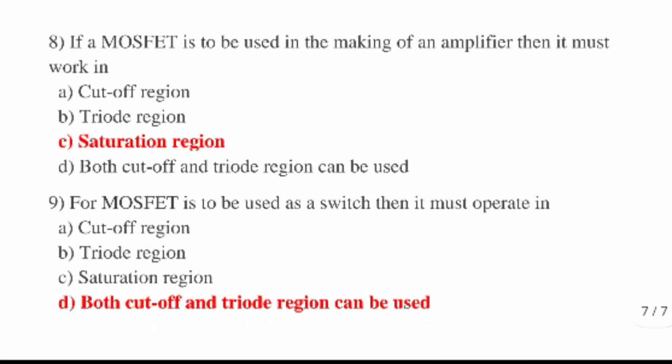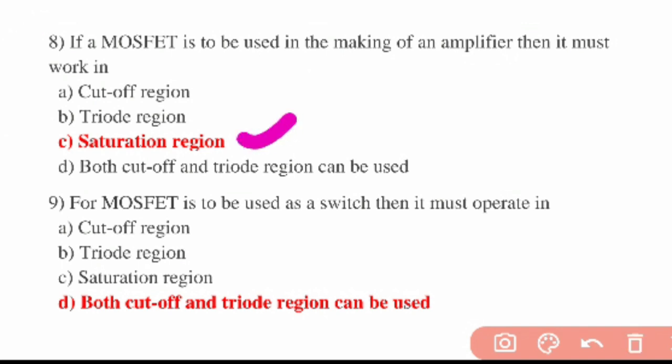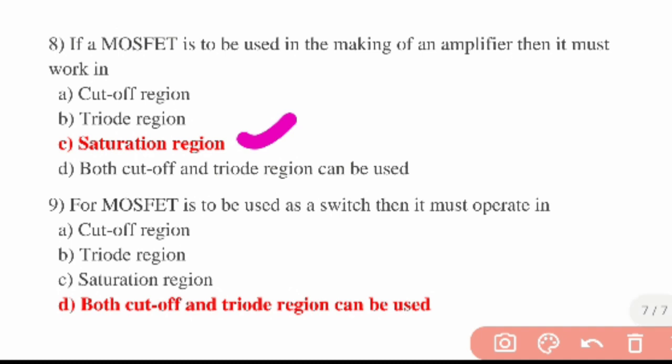Question number 8. If a MOSFET is used in making of an amplifier, then it must work in which region? Option A, cutoff region. Option B, triode region. Option C, saturation region. Option D, both cutoff and triode region can be used. Then the answer is saturation region. Means if you want to use MOSFET as an amplifier, then it works in saturation region.